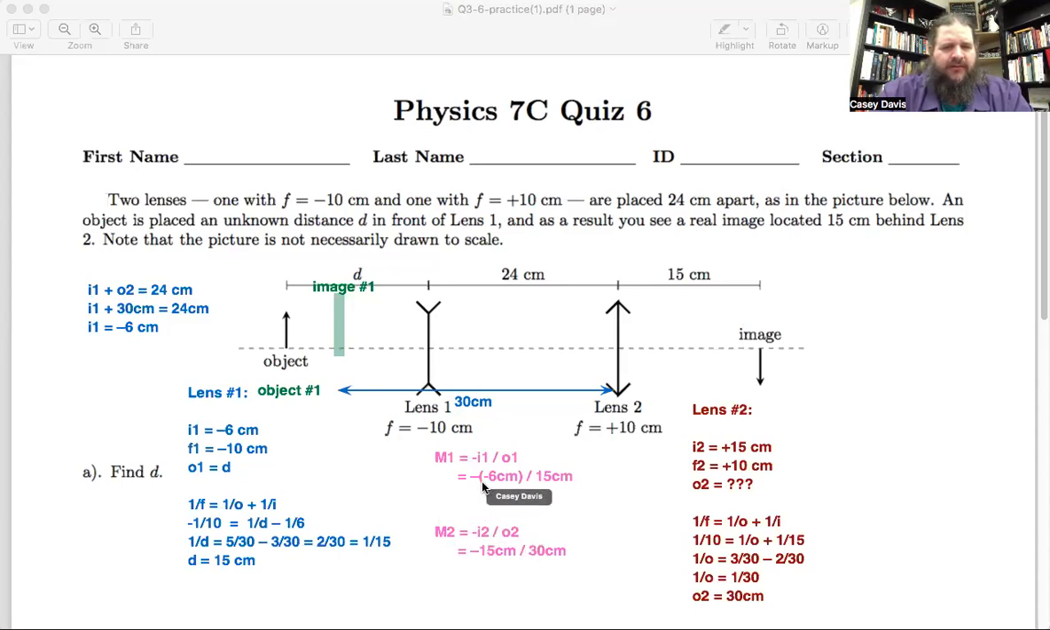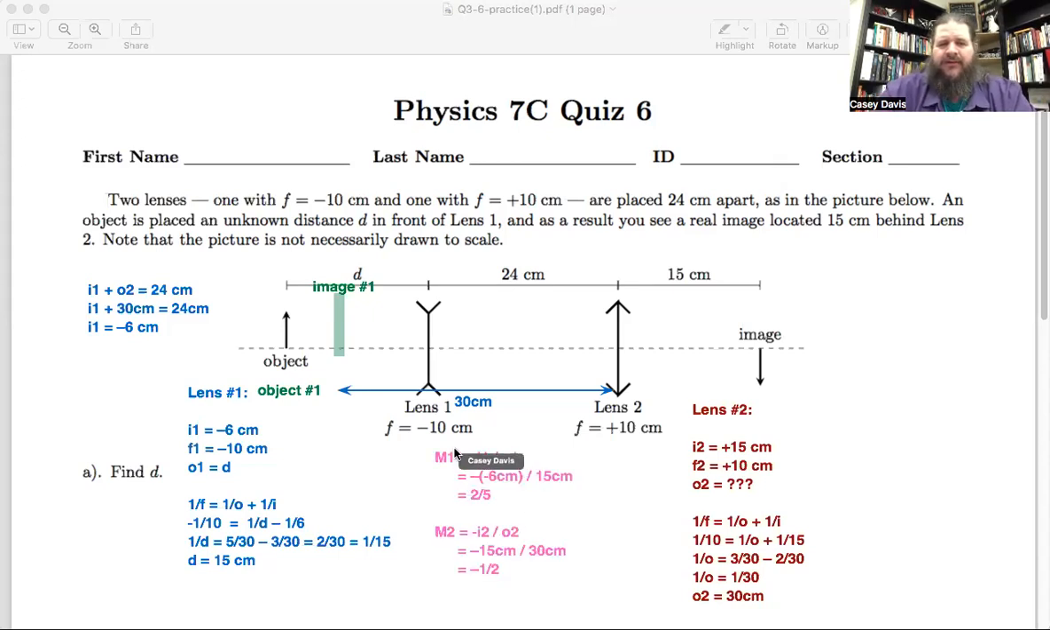Yeah, I think that checks out. We got -6 and +15, and on lens 2, we got +15 and +30. Simplify that, the negative cancels out. So 6/15 reduces to 2/5, or 0.4. And then magnification 2, 15/30 reduces to 1/2, so -1/2.